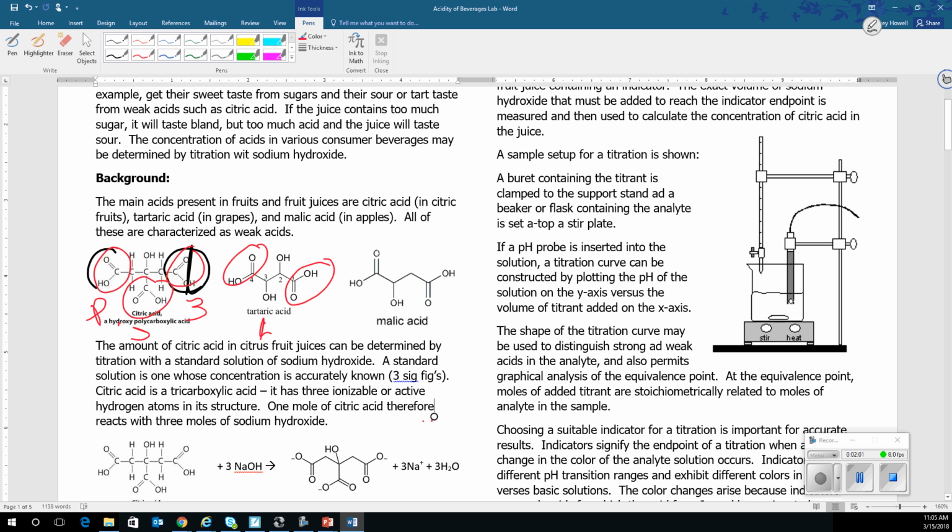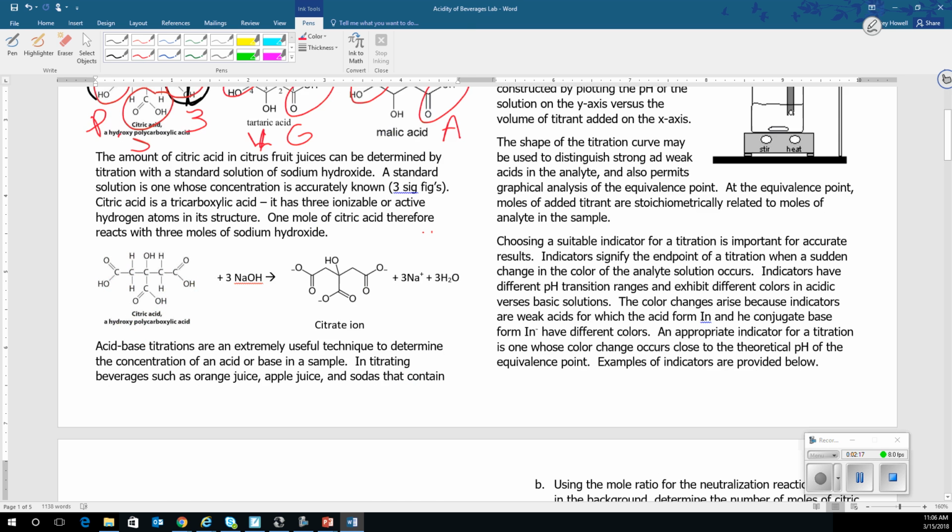Okay, this tartaric acid is for grape juice. So this is your grape juice, 2. This one also has 2 groups here and here, so you're going to use a 2 for this. And this is your apple juice. Okay, so that's how you tell acids in organic.